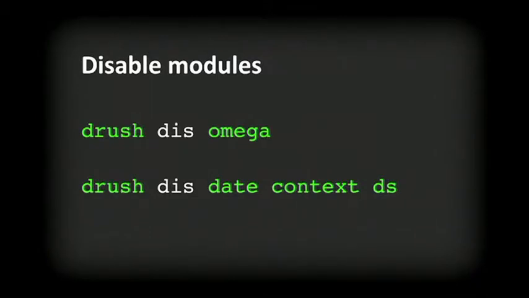Then you can disable modules. The command for that is dis. Now I'm just galloping through some commands here. I'll show you some of the commands afterwards, and you can download the presentation if you'd like, and you can see them all there for yourself. Disable a module, Drush dis Amiga.